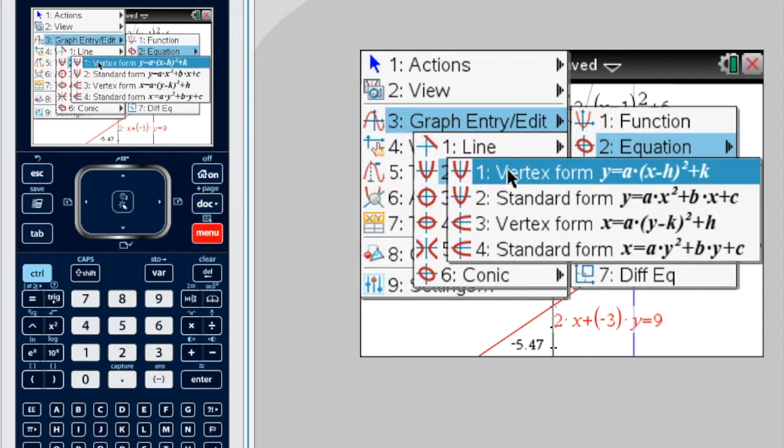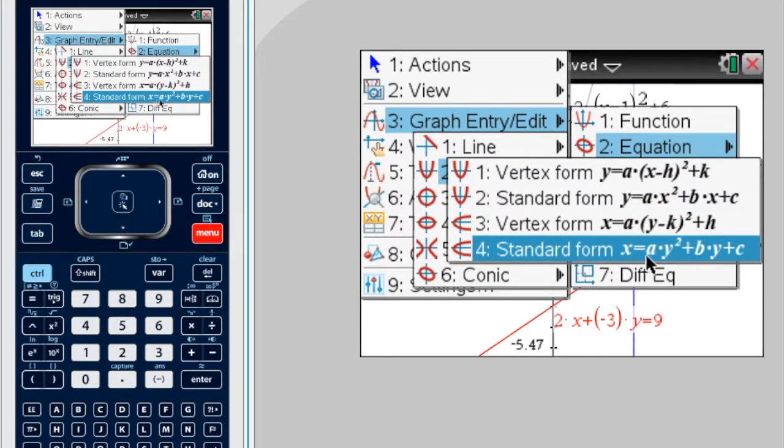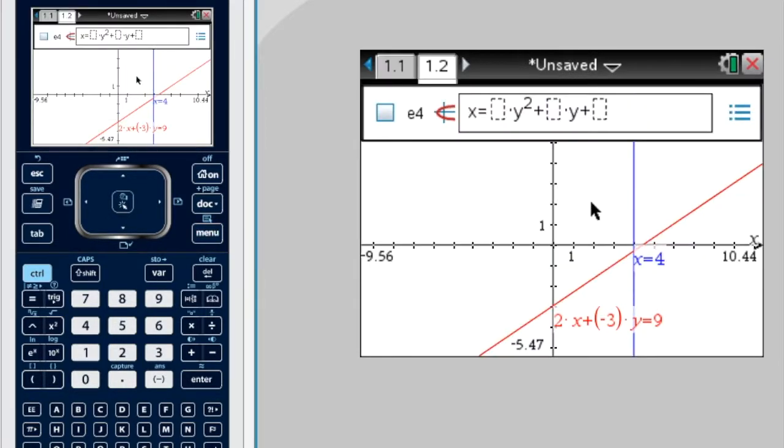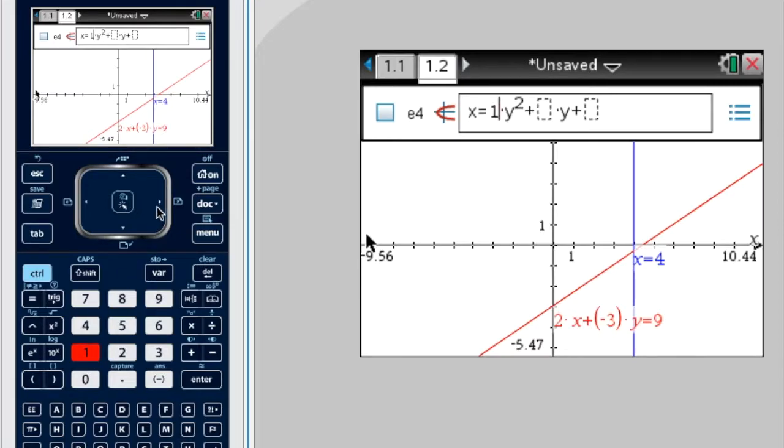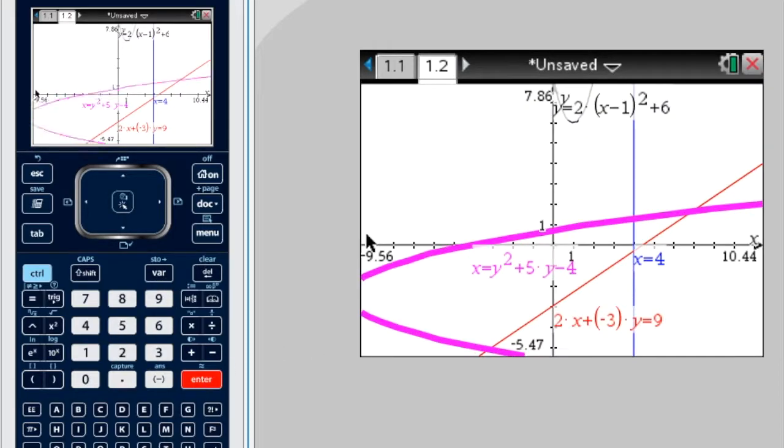Parabola. Okay, now this one's interesting. Here, as you can see, we've actually swapped the role of x and y. And if you think about it, if x and y switch, it's like the x-axis becomes a y-axis, and the y-axis becomes the x-axis, so we actually get a sideways parabola. So let's make up some numbers. 1 across, 5 across, let's say negative 4. Enter. We actually get a sideways parabola. So that gives you some options as far as entering different types of equations.